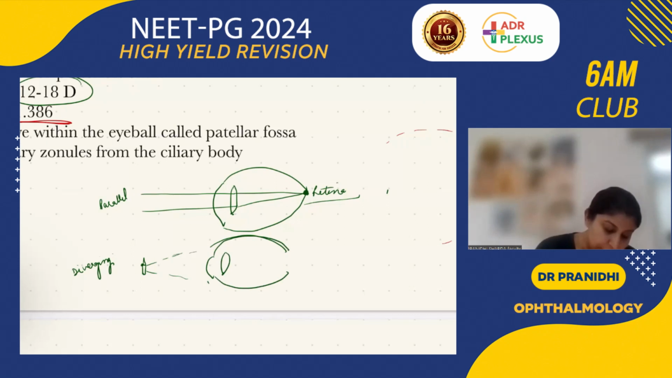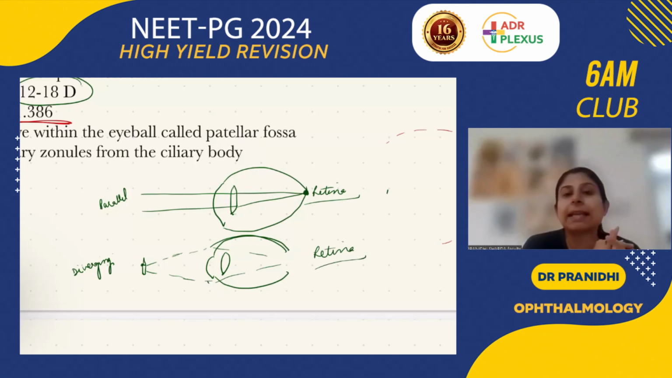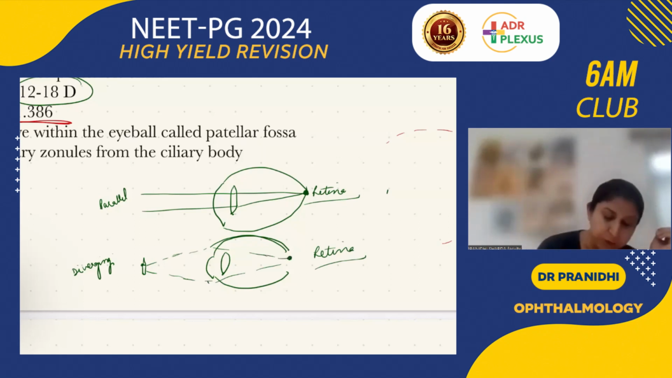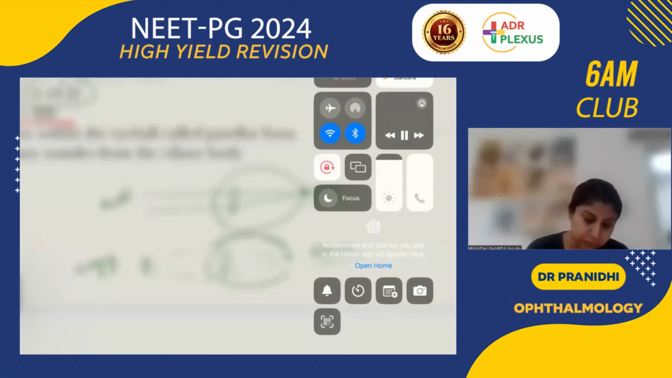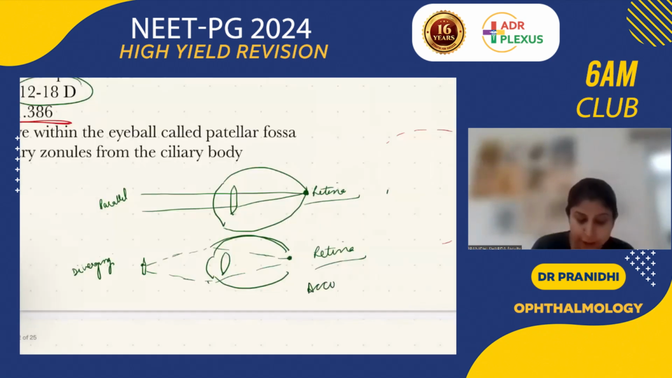So if there are diverging rays coming from a nearer object, the eye needs more power to focus them over the retina. And this increase in power is shown by the lens, not the cornea. The cornea does not increase its power when we are viewing nearer objects, but the lens increases its power and lets the image focus over the retina. This process is known as accommodation.